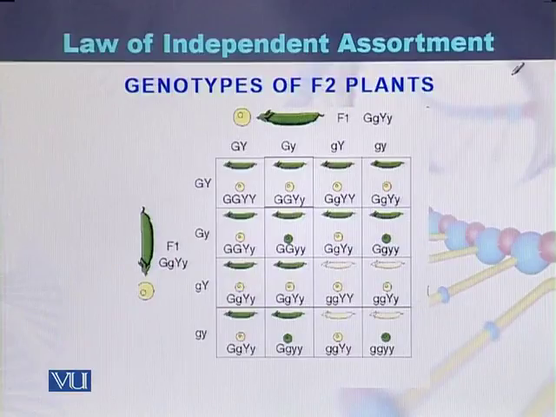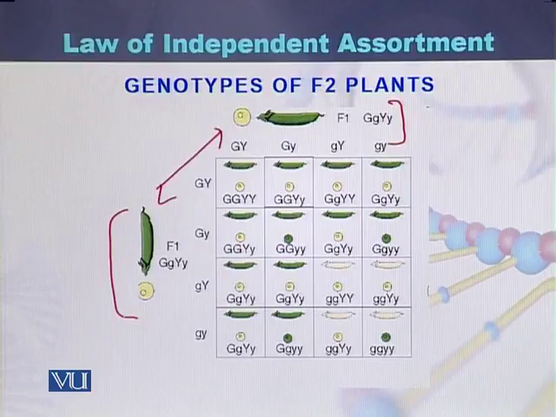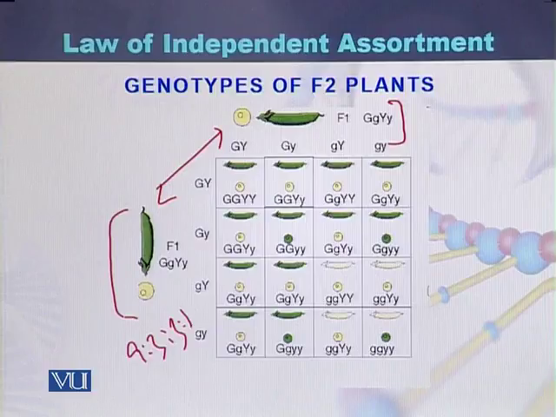Here we can understand the cross or the genotypes of the F2 generation. So this is the genotype of F1 plants. These plants were cross-pollinated. When these plants were cross-pollinated, the ratio which appeared as a result in F2 plants was 9:3:3:1 instead of 3 to 1. That was the result of the dihybrid cross.